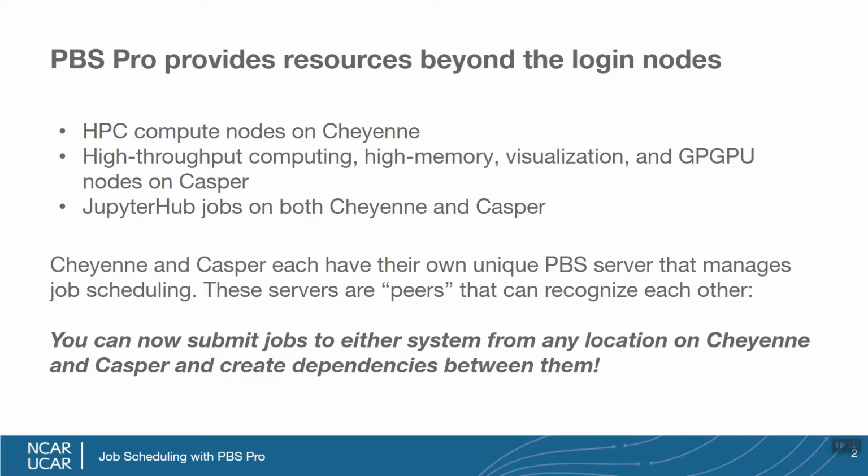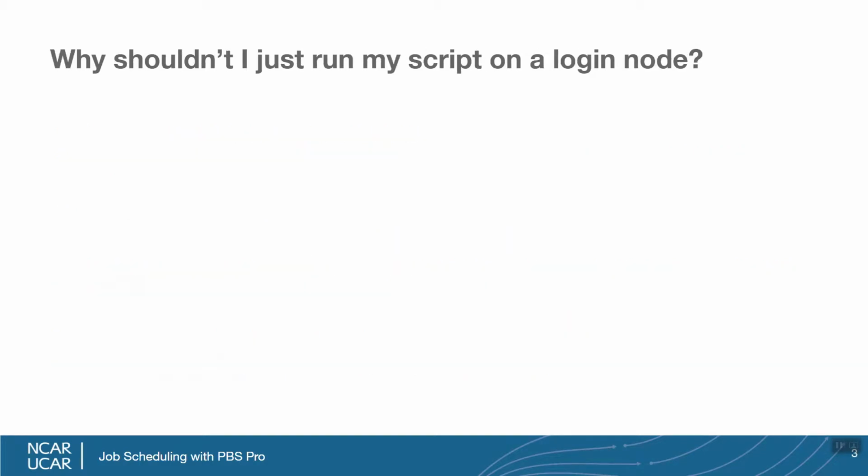So if you're familiar with PBS scheduling on our systems over the past few years, the big new capability is that you can now submit jobs to either system from any location on Cheyenne and Casper, and you can create job dependencies between them. So this really enables a new level of complexity, I would say, on some of the job workflows that people can do. And you can really target your jobs to go to the particular system that it's best intended for.